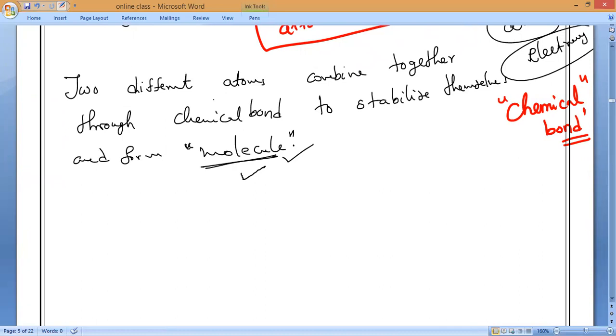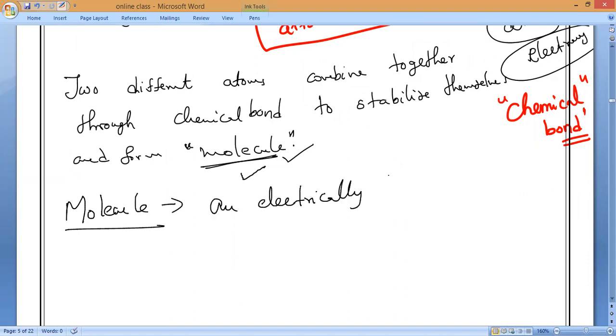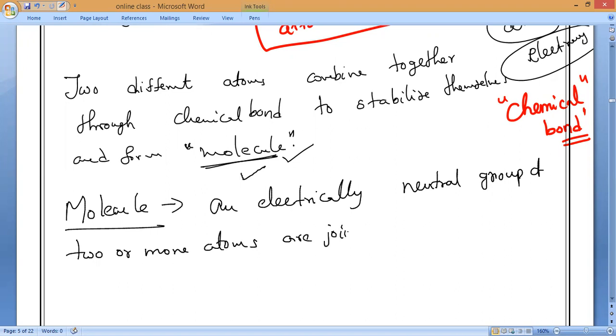As we know, if they combine together, they will form the molecule. So what does molecule mean? Remember, write the definition of molecule. Very, very important one. An electrically neutral group of two or more atoms that are joined together. How are they joined, guys?